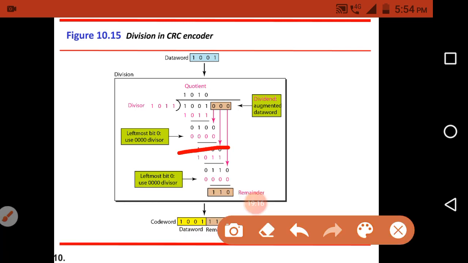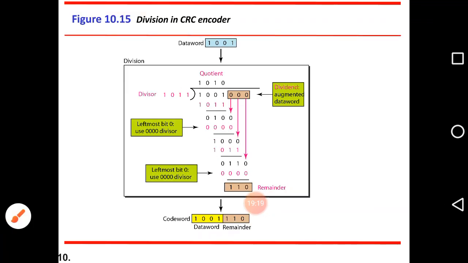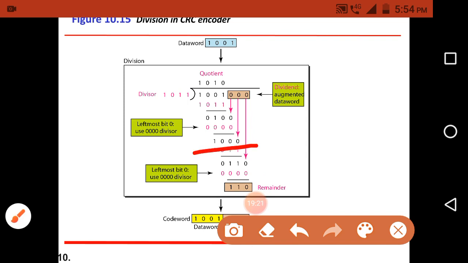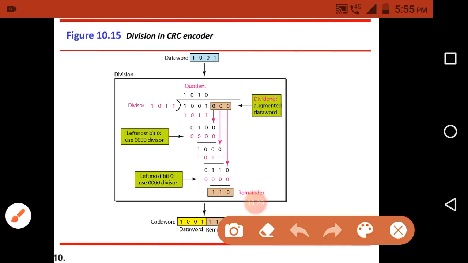That will create the 4-bit dividend, that is 1000. Here the leftmost bit is 1, so we need to use the same divisor here, 1011, by multiplying with the 1. Again we need to perform the XOR operation. 1 1 means 0, 0 1 means 1, and 0 0 means 0. So again it will be 3 bits, 0 0 1.